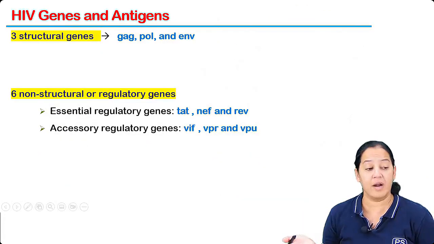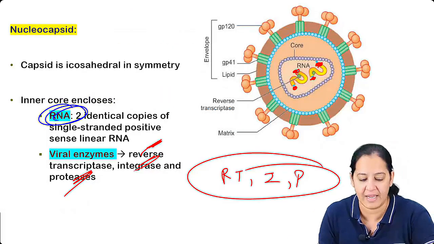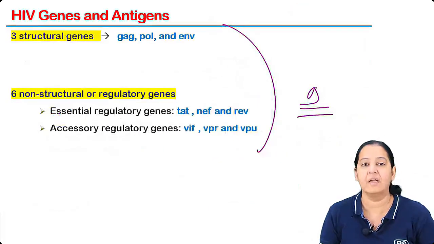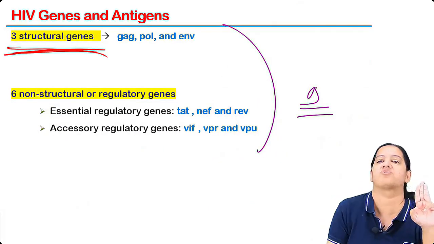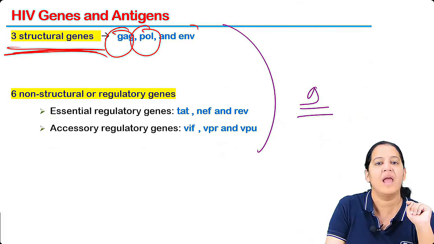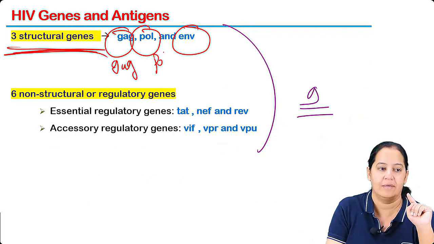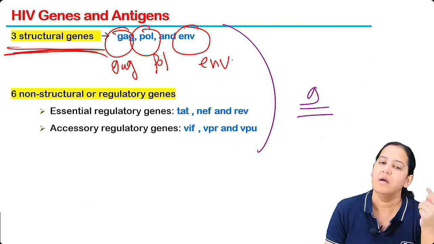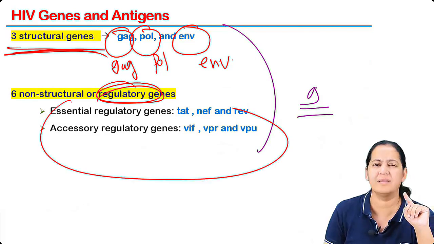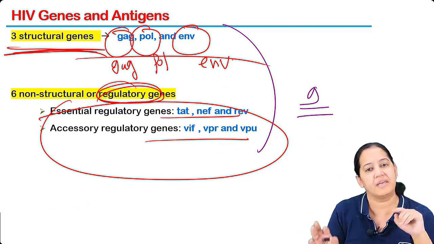Okay. Now understand the genes. Total 9 genes are present. Can you see the RNA? Inside the 2 copies of the RNA, 9 genes are there. 3 of them are ultra important structural genes. The names of the 3 genes are GAG, POL, and ENV, है ना? Apart from that, 6 regulatory genes are there. You don't learn that. Just have a look. These are the regulatory genes. So total 9 genes are there.